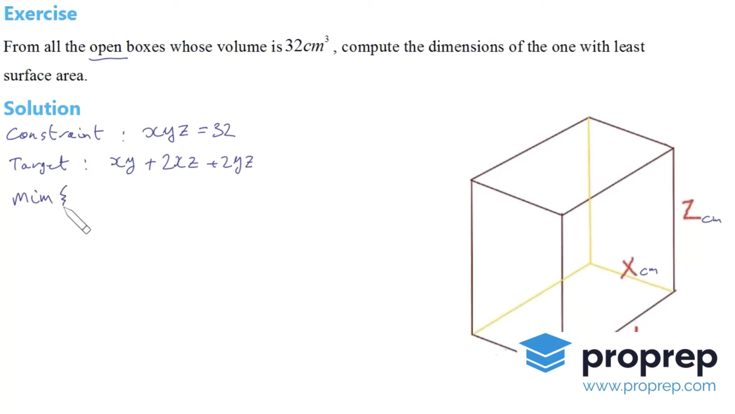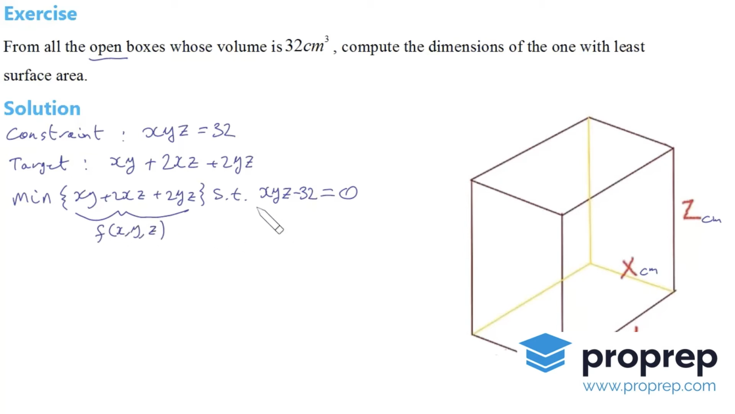And we can phrase this as a minimize problem. We want the minimum of xy plus 2xz plus 2yz, subject to the constraint xyz is 32, or sometimes I like to write it as something equals 0. This part is the target function. We call it f of x, y, and z. And the constraint, or at least the part that's equal to 0, I'll call that g of x, y, and z.